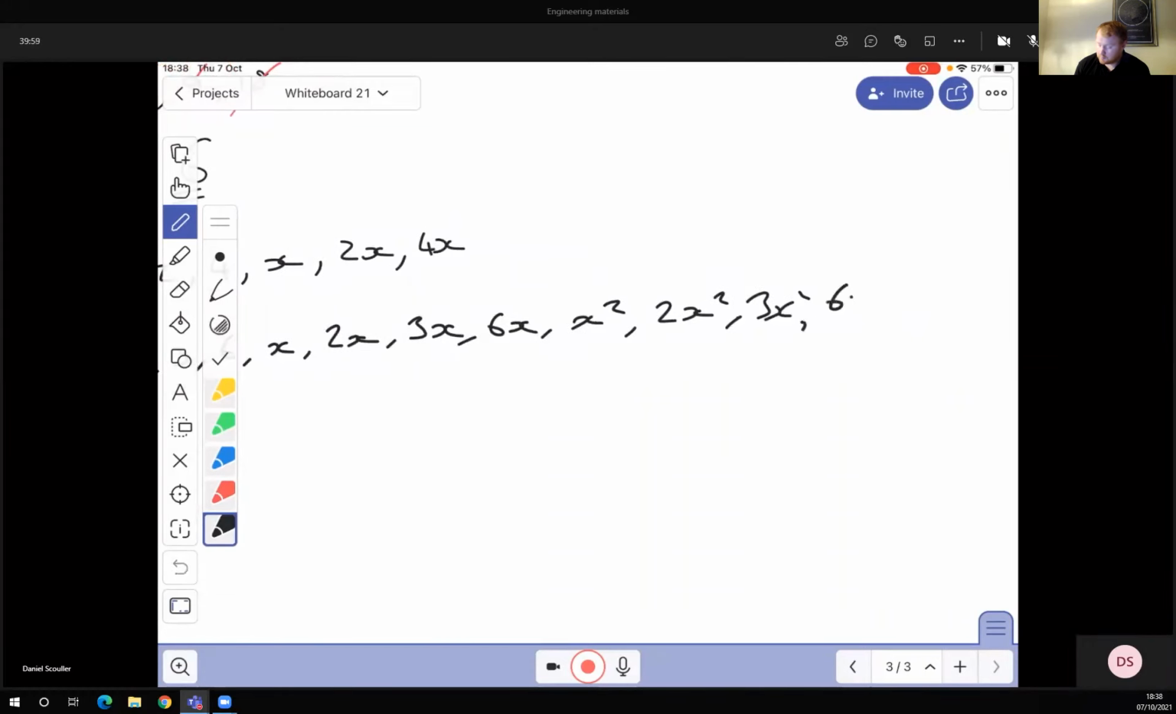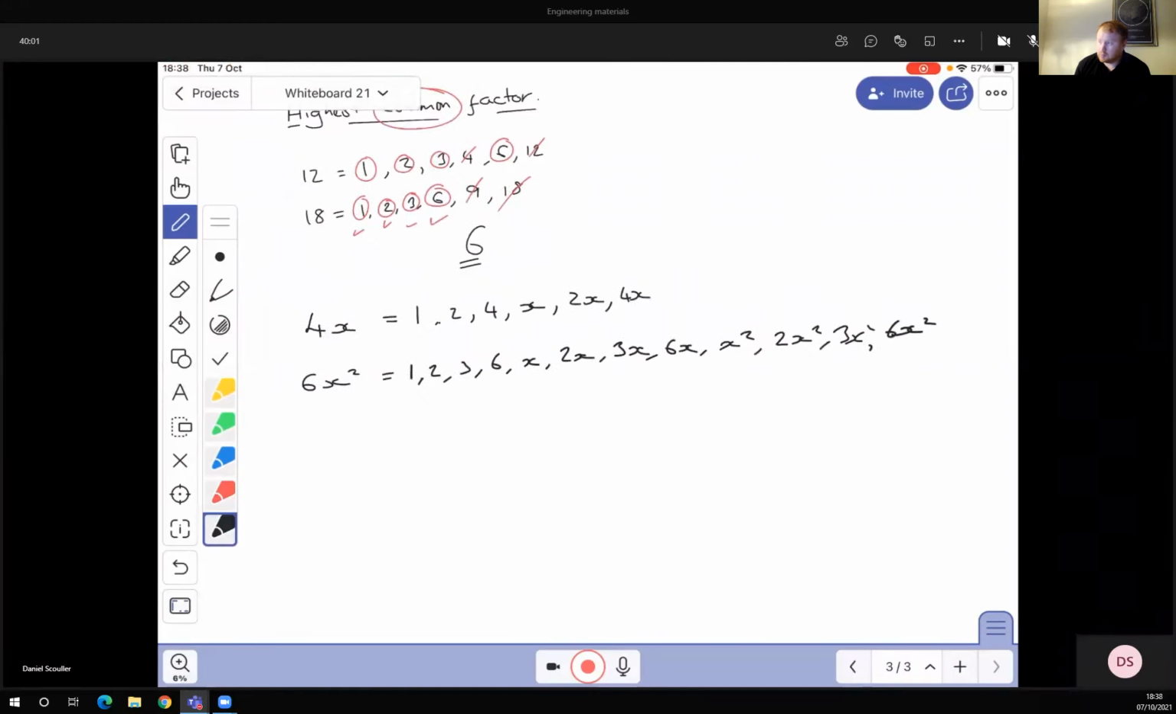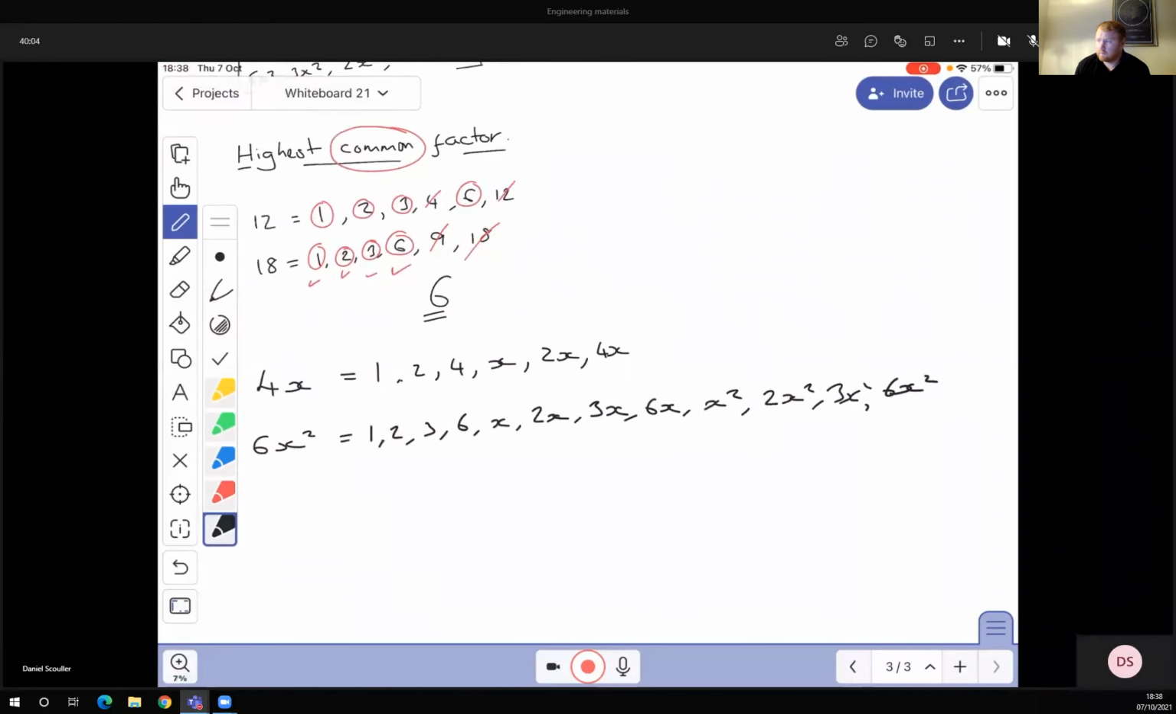And 6x squared. Okay, so hopefully you can see that okay. Okay, 6x squared is quite a lot. So when we're talking about common factors, factors they've got in common, let's just go through them. 1 is always going to be a factor, so if that's the highest common factor, you can't really simplify any further. 2 they've got, so that's got the potential. 3, no. 4, no. 5, no. 6, no. Okay, so 1 and 2 so far.